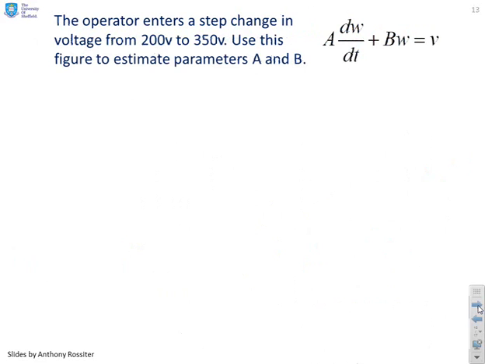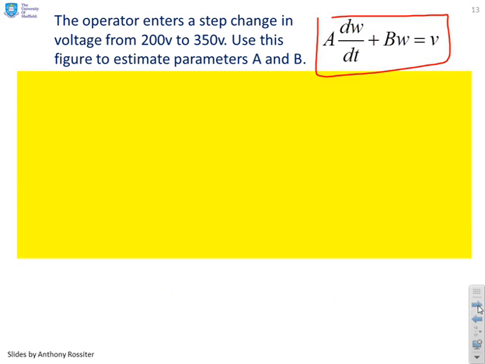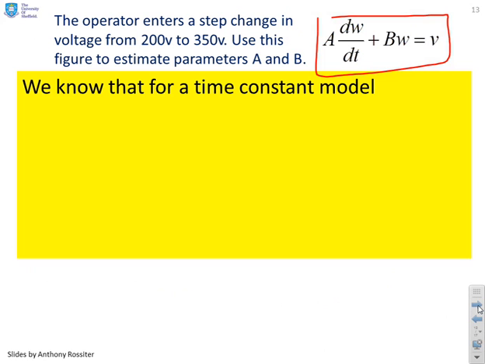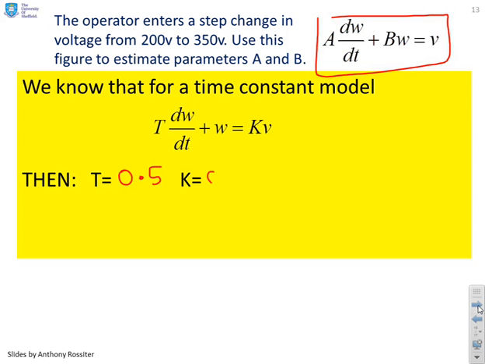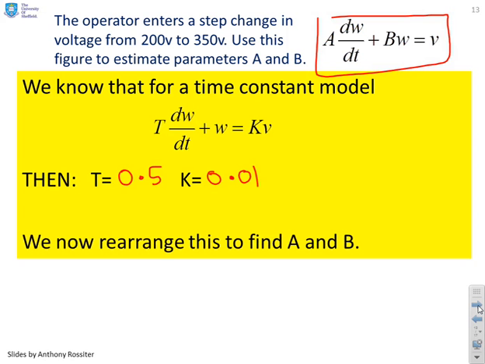So let's summarise what we've got. We wanted to find this model, a d omega/dt plus b omega equals v, and I haven't done that yet. What I've done is I've said, if you asked me for the time constant form model, I can do it. So if you ask me for T d omega/dt plus omega equals kv, then I can tell you that T equals 0.5 and k equals 0.01. That was straightforward. All I need to do, therefore, is rearrange this to find a and b.